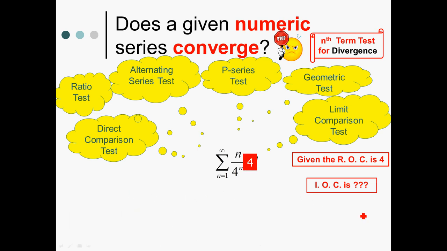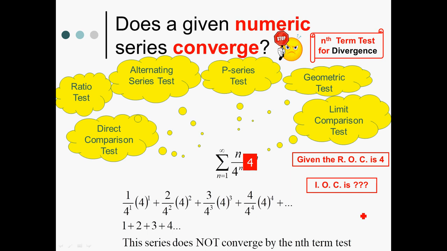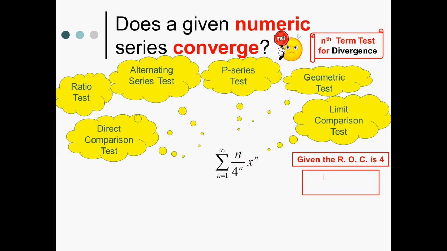What about when x is 4? This series does not converge either. So my radius of convergence was 4, but my interval of convergence is a strict inequality. I tested the endpoints, and the endpoints both created diverging numeric series, so no equal signs or no closed brackets, right? Because you could also, of course, write the interval of convergence this way, right?